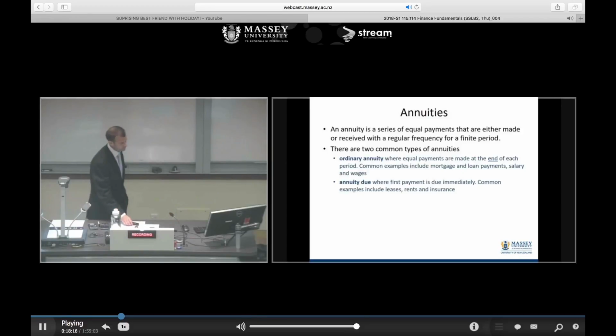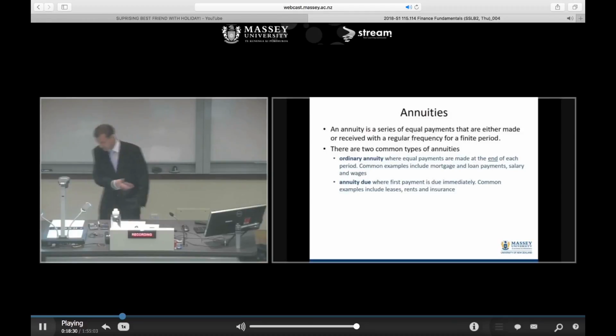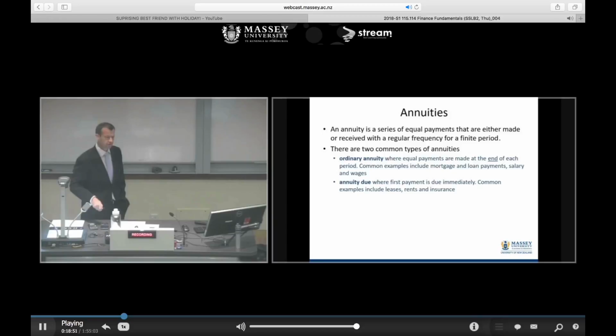So, ordinary annuity is when the payments are at the end of the period. Common examples of this would be wages or salaries. You know, you work for a week, then you get paid. It's the end of the period. Mortgages or loans. You take a loan out today, you don't make your first payment today. You actually make it at the end of the first month, or whatever period you're paying it off at. Okay, so they are called ordinary annuities. We're not very original in finance. The reason why it's called ordinary annuity is ordinarily that's what they look like. Cash flows at the end of the period.